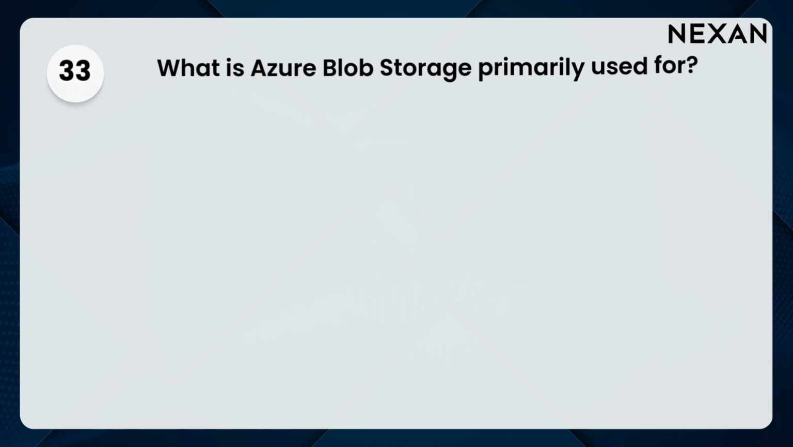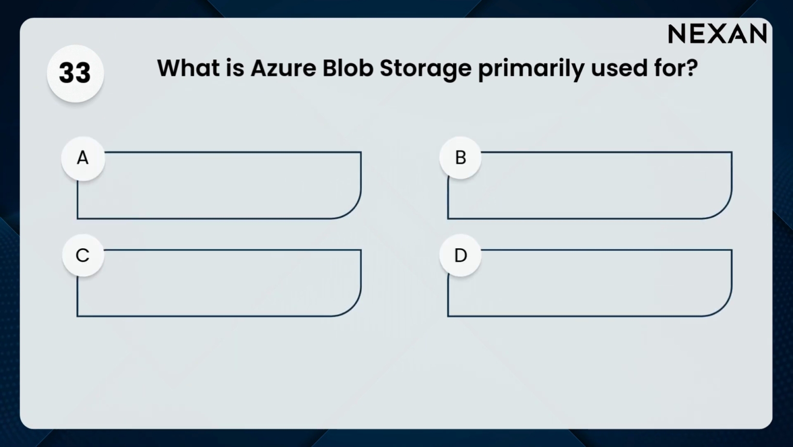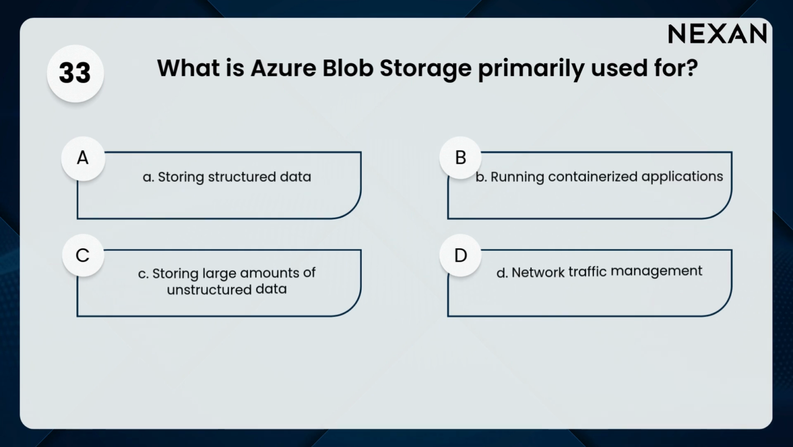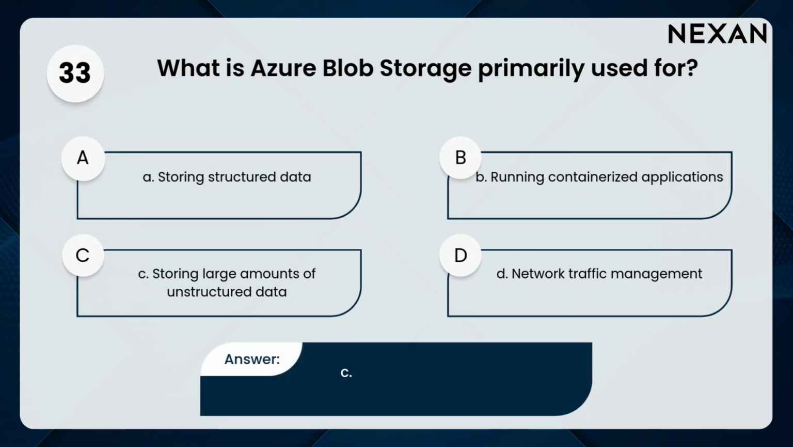33. What is Azure Blob Storage primarily used for? A. Storing structured data. B. Running containerized applications. C. Storing large amounts of unstructured data. D. Network traffic management. Answer: C. Storing large amounts of unstructured data.